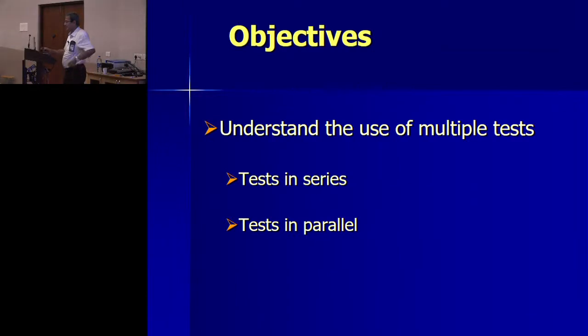So the objective of today's session is to understand the use of multiple tests, and basically we can do tests in series or tests in parallel. So in series means one after the other, and we can have some sort of a decision framework ahead of time. So when we do it in series, we have to define how we are going to say positive. If you're doing tests in parallel, again we have to say how we're going to react to these tests.